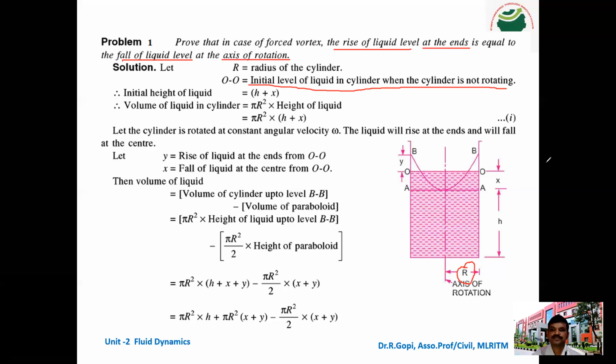Now consider this shape of the parabolic curve after the vortex. After the force is applied, a vortex is formed. This is the lower level, that means point AA, and BB is the higher level at the ends. This is at the middle. From the initial level OO to the AA level, the distance we take as X. From the bottom of the container to the AA level, assume it is H. So initially, before applying the rotational force, the height of the water is H plus X. So the initial height of the liquid is H plus X.